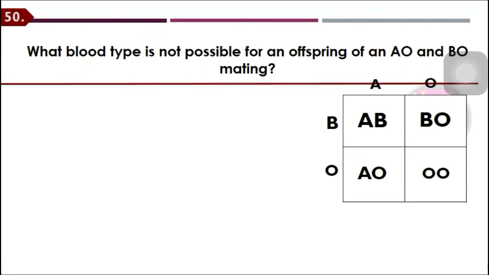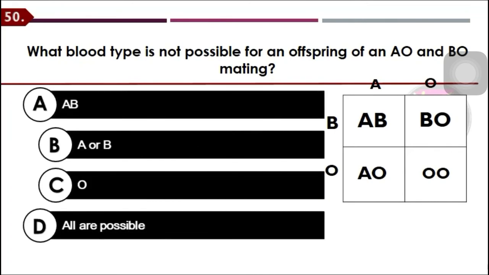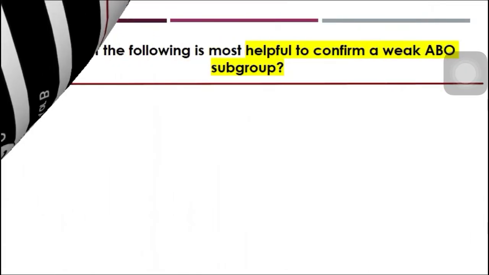Next, for number 50, what blood type is not possible for an offspring of an AO and BO mating? Is it letter A, AB, letter B, A or B, letter C, O, or letter D, all are possible? As you can see in the Punnett square, okay, all are possible. So, it can be AB, BO, AO, and O. Okay, so all are possible is the answer. For number 50, we have letter D.